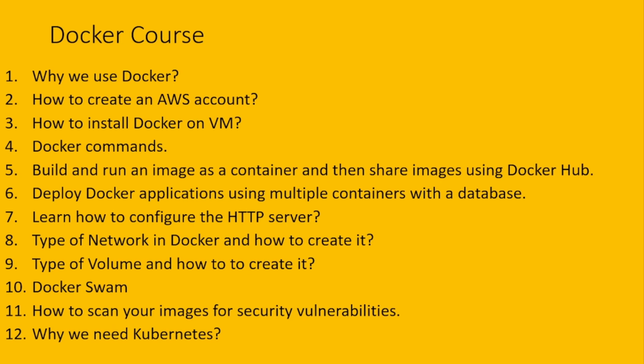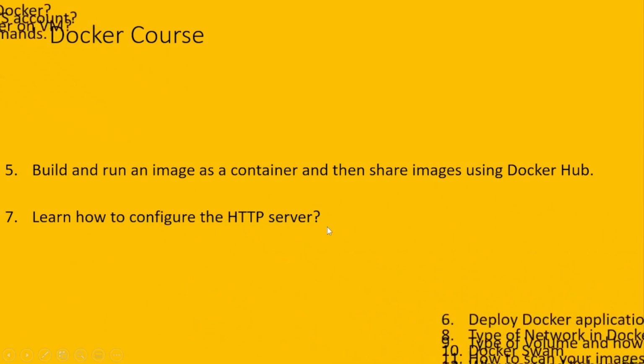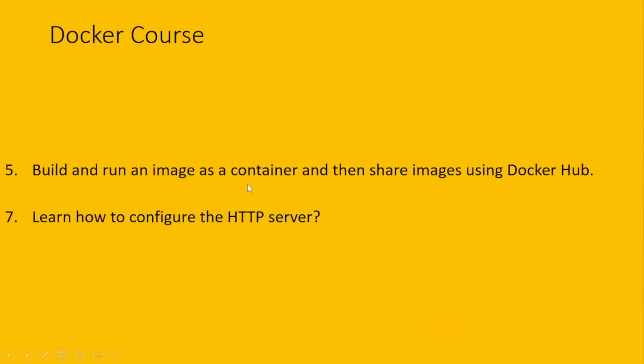As of now, we have successfully completed our 4 topics. If you have not watched the previous videos, then I recommend you to click on the I button. Today, we are going to cover our 5th and 7th topic, that is build and run an image as a container and then share image using Dockerhub.